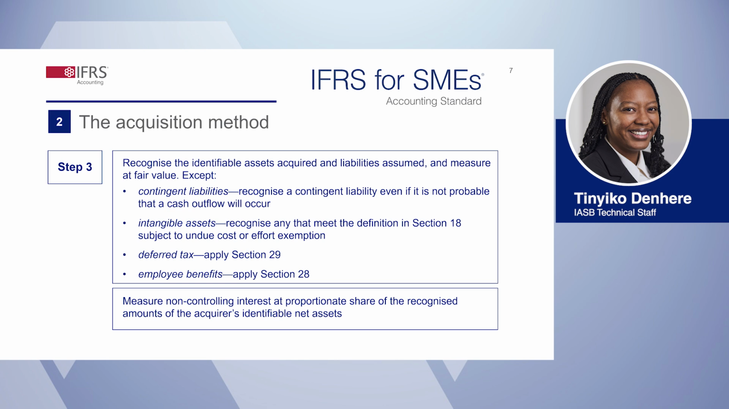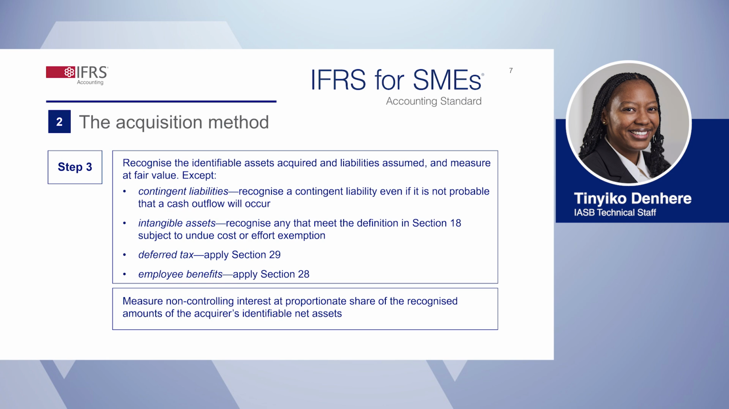Importantly, we should note that there are some exceptions when applying step 3. In those cases, an SME needs to look to the requirements in other sections of the standard. Perhaps the most notable 2 exceptions are intangible assets and contingent liabilities. Section 18 requires an SME to recognize an intangible asset acquired in a business combination unless its fair value can't be measured reliably without undue cost or effort.